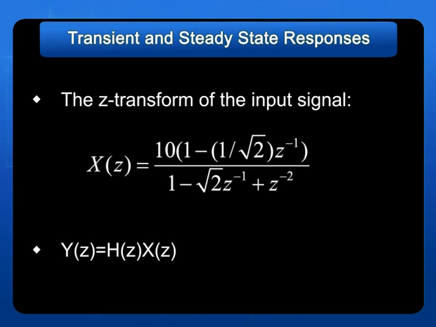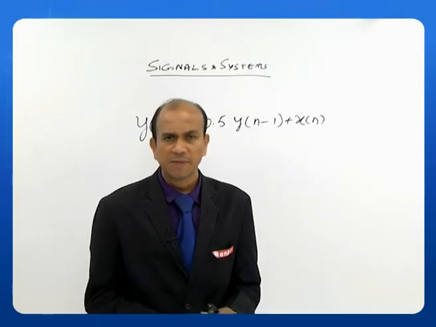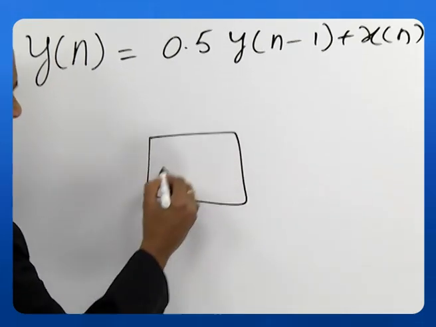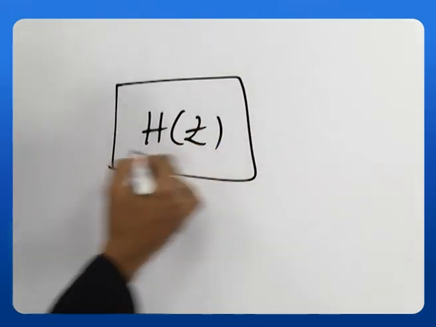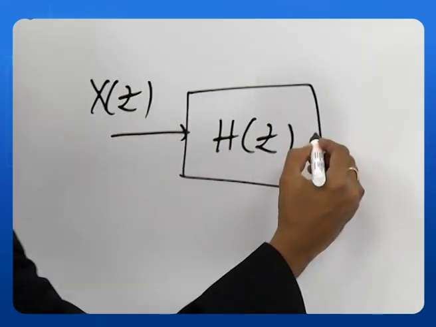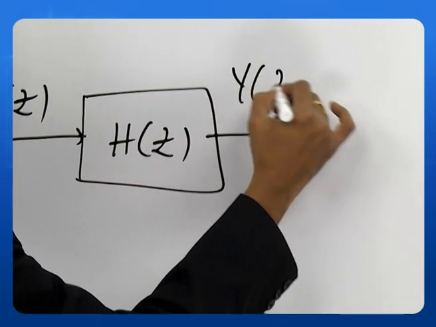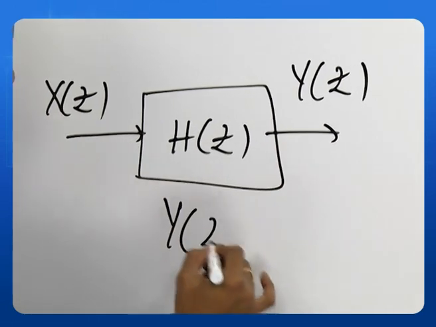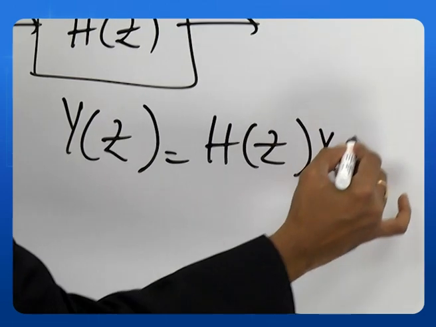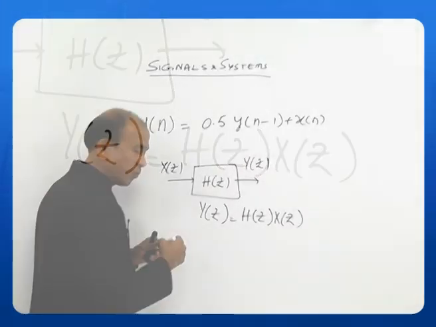Y of z is equal to H of z multiplied by X of z. So it is a system, isn't it? If I take this as the z transform, this is having a transfer function here, and this is my input. We are talking about it in terms of X of z. Then I am taking this as Y of z, which is the response. Then from this you know very well that Y of z is equal to H of z multiplied by X of z. So this is what we have to do now.